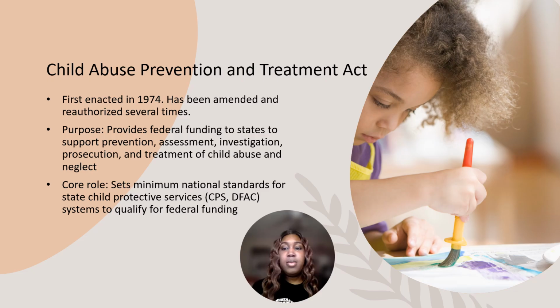So a policy that I will be discussing is the Child Abuse Prevention and Treatment Act, which was first enacted in 1974 and has been amended and reauthorized several times. The purpose of this act is to provide federal funding to states to support prevention, assessment, investigation, prosecution, and treatment of child abuse and neglect. Its core role is to set minimum national standards for child protective services systems, such as CPS and DFACS, to qualify for federal funding.